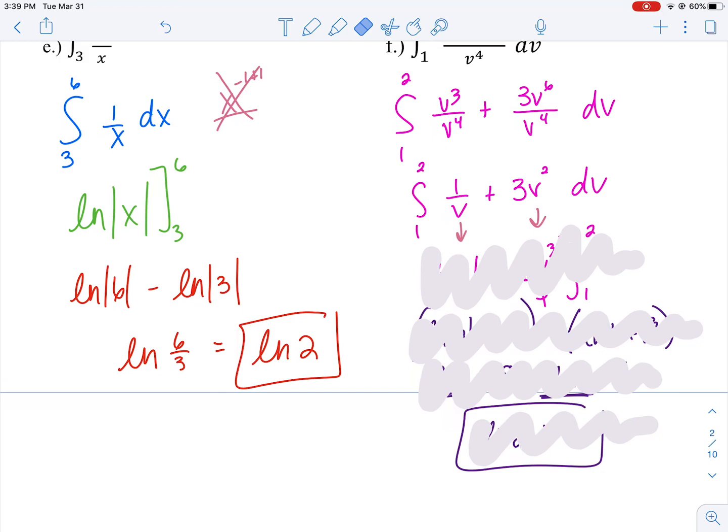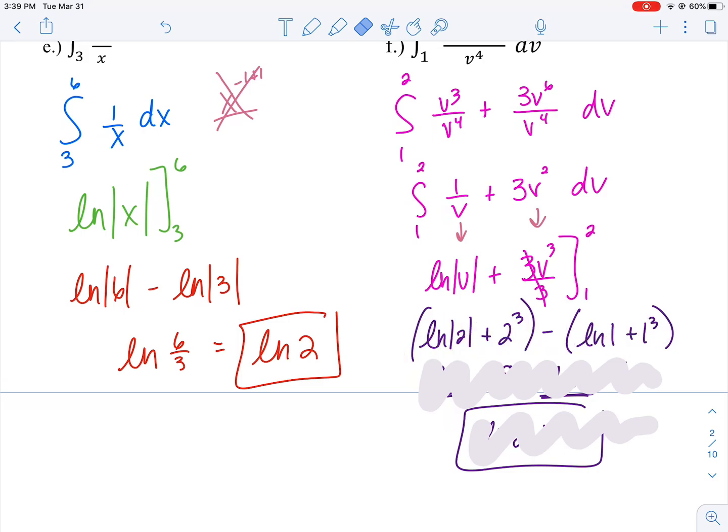So the antiderivative of 1 over v, or 1 over x, remember, is the natural log of v. I can use my power rule and add 1 to the exponent and divide by that new exponent. So for the second piece, I ended up getting a v cubed. Using my fundamental theorem of calculus, I can plug in my upper limit, my 2. I can plug in my lower limit of 1, and then I can subtract the 2.